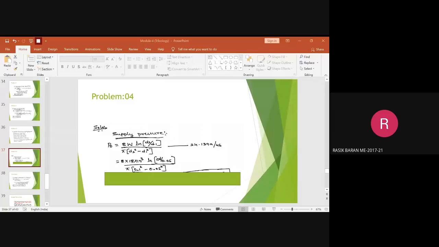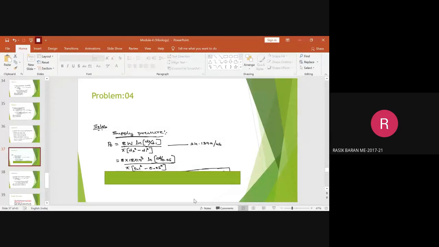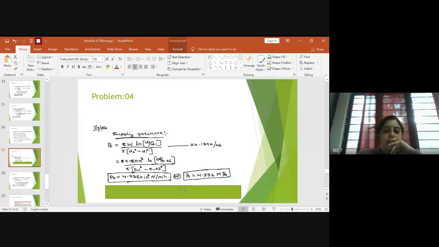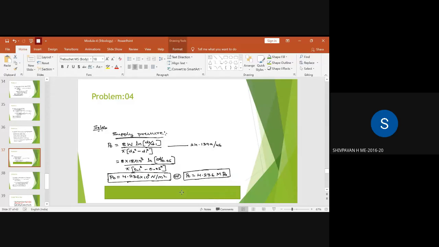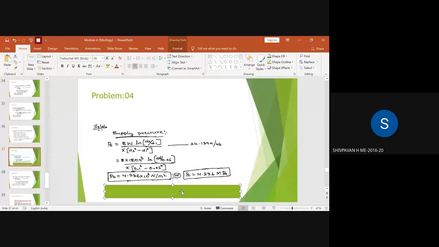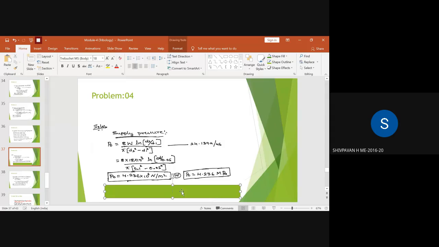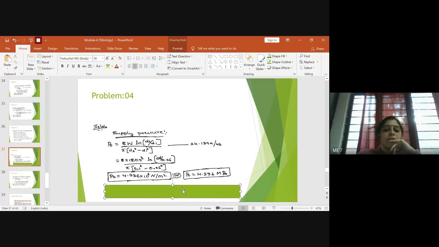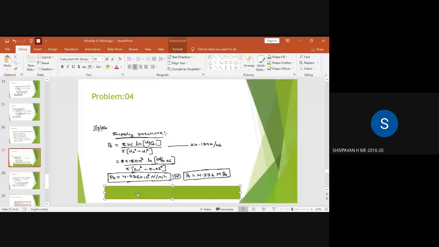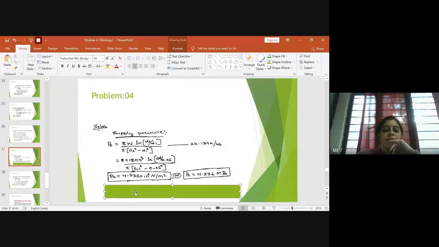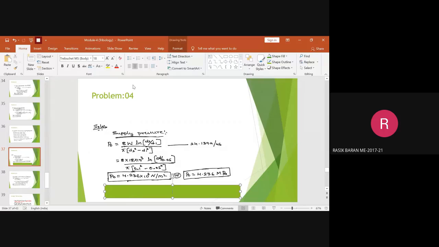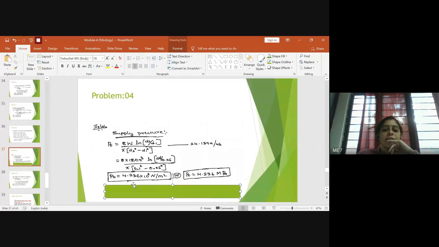Ma'am, 19.85 into 10 raised to plus 6. You're getting 19, is it? 4.236 into 10 power 6. Ma'am, 4.236 into 10 power 6. I think you might have gone wrong somewhere in the beginning of the calculation. Yes, ma'am, I made a mistake. Yes. So everyone needs to get 4.236 into 10 raised to power 6 Newton per meter square.